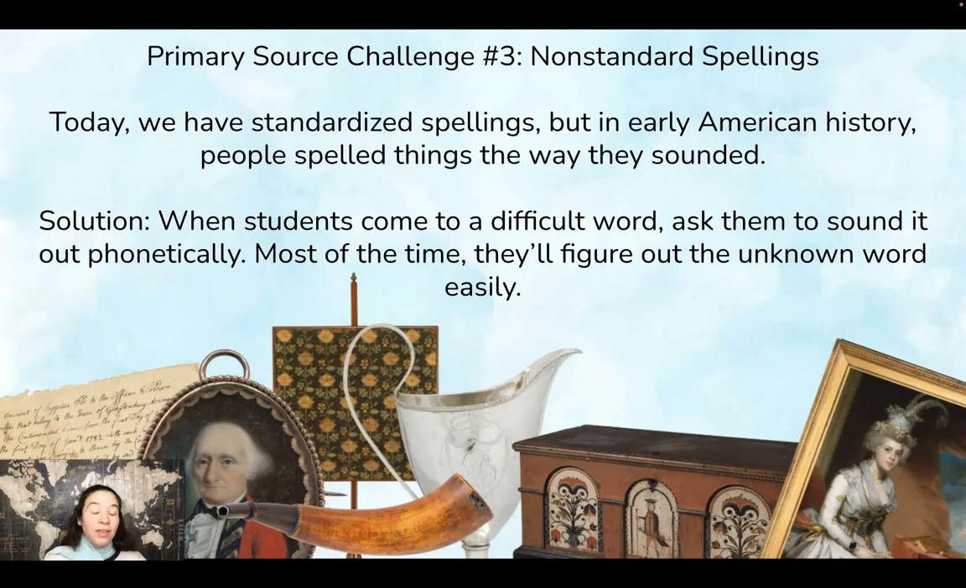Non-standard spellings. Well, today we have standardized spellings in spell check and dictionaries, but in early American history, they spelled things the way they sounded. So when students come to a difficult word, ask them to sound it out phonetically. Most of the time, it'll be pretty easy for them to figure out the unknown word. They added a lot of extra U's and O's, and sometimes they spell things very strangely, but if you take the time to phonetically sound it out, it'll make sense.